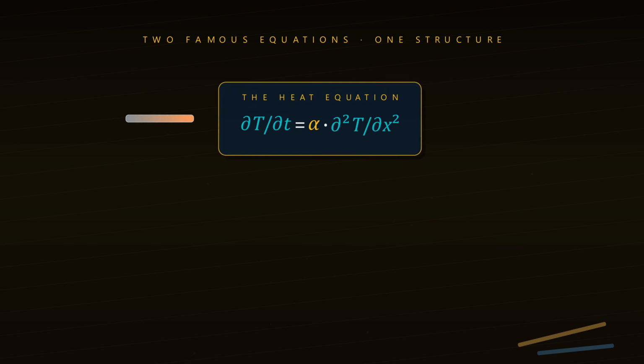The heat equation, partial T over partial t, equals alpha times partial squared T over partial x squared, describes how temperature distributes itself in a material over time. Alpha is the thermal diffusivity.